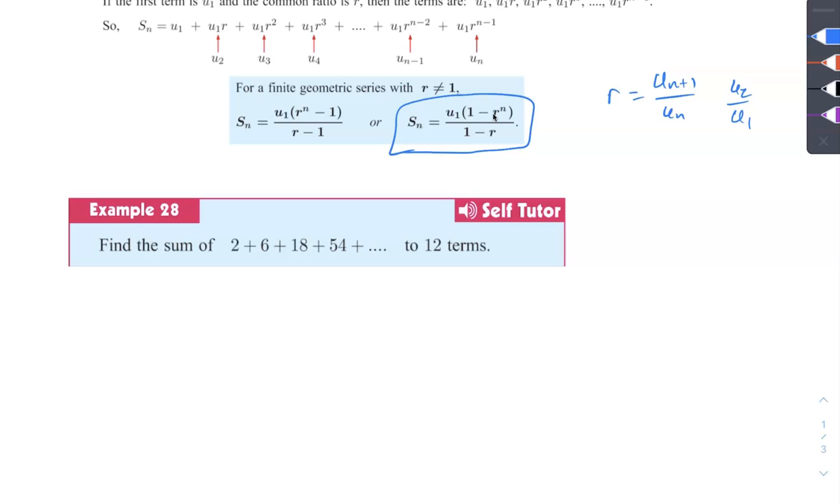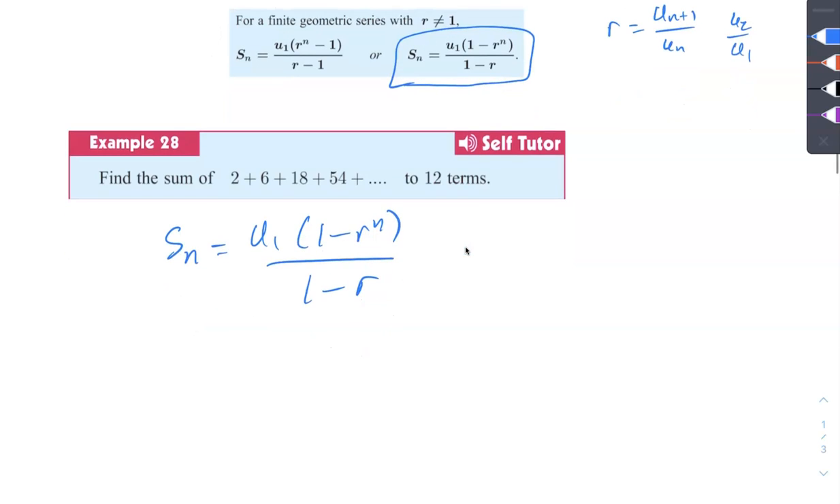Okay, so first example. Find the sum of 2, 6, 18, 54 to the first 12 terms. So we're going to write down the formula. Again, they're identical. This is the one I prefer though, or should I say the one we're used to. Now, we need to find U1. That's the first term. 2, easy enough.